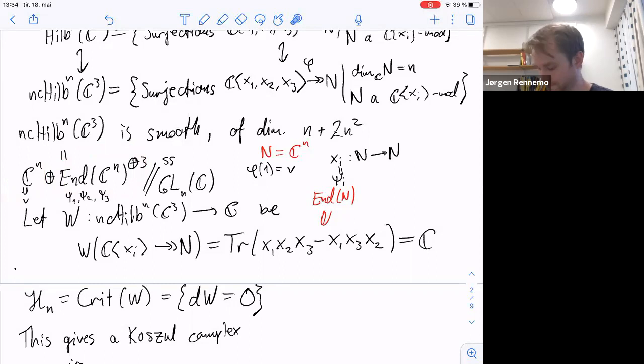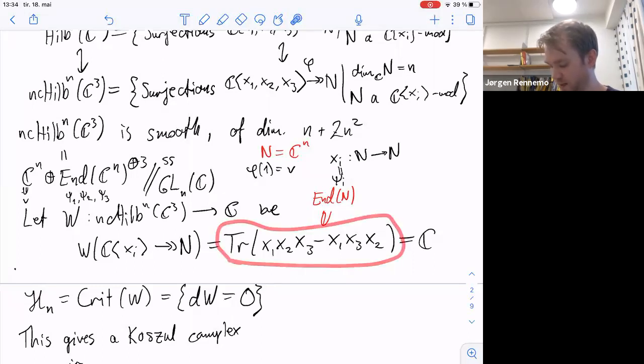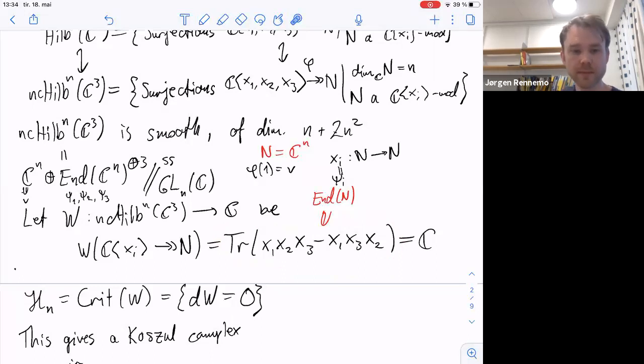Then why is Hn the critical locus? It's a computation, but if you spell out what it means for this to vanish, by taking all the partial derivatives of this function, the thing that drops out is that all the partial derivatives vanish exactly when these things commute. Okay, thank you.